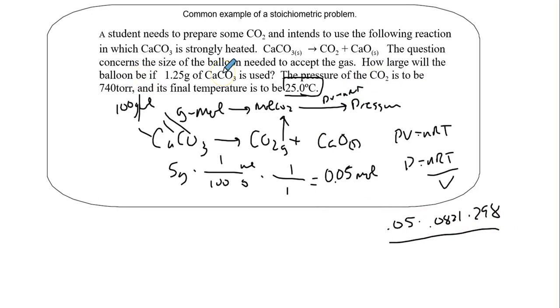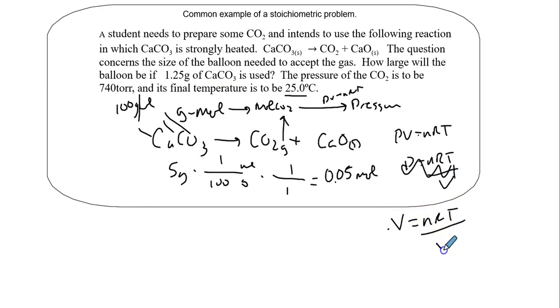Let's back this up a little bit here. Okay, we're not looking for pressure. We're looking for volume. Okay, so I've got to read the entire problem. Volume equals nRT over P. And it's saying here our pressure for this is going to be 740, at that temperature.